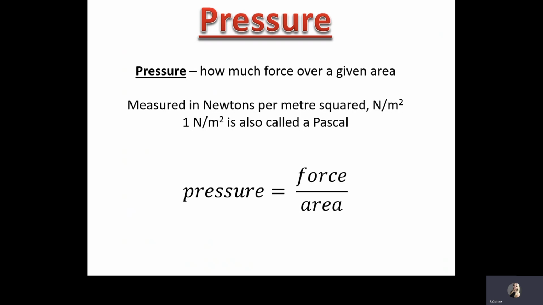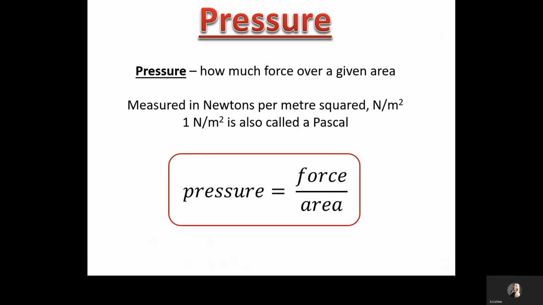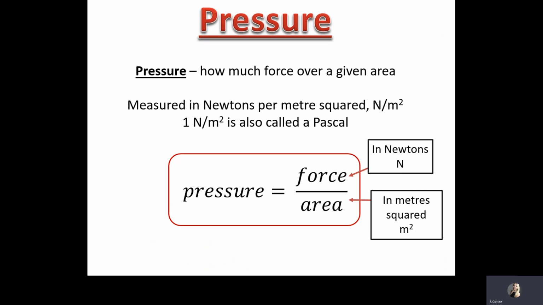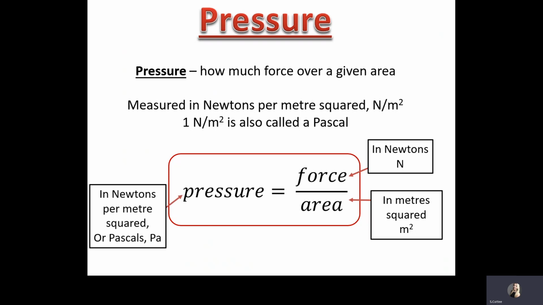So the equation, make sure you write this down: pressure is force divided by area. And you're going to have a go at using this today. So that force is measured in newtons, the area in meters squared, and pressure in newtons per meter squared, or pascals. Pascals is a capital P and then a little a, Pa, for pascals. So pause the video and make sure you have this information written down.